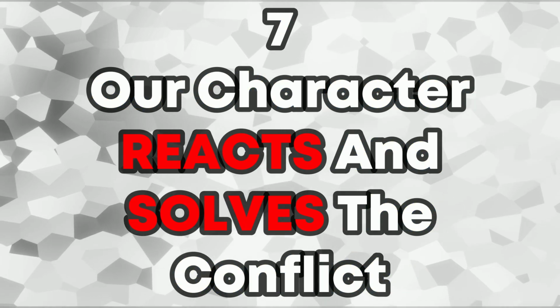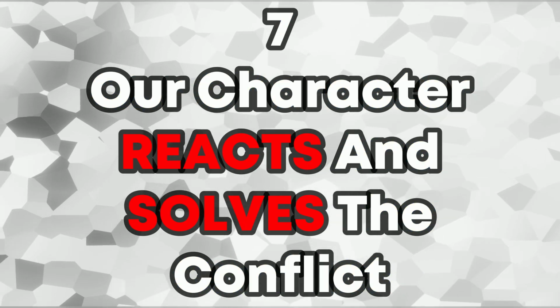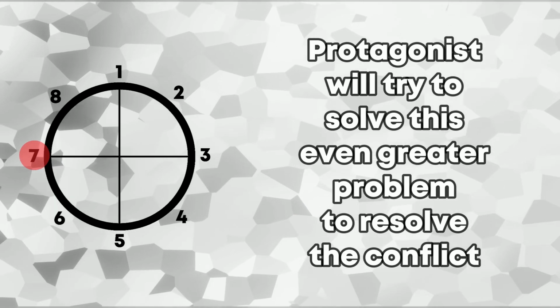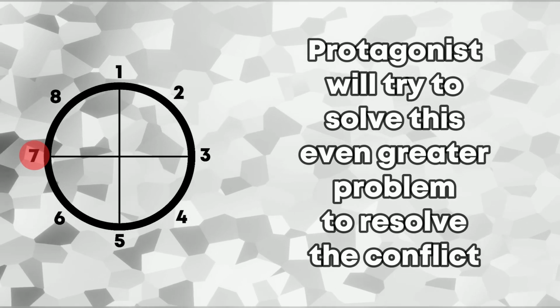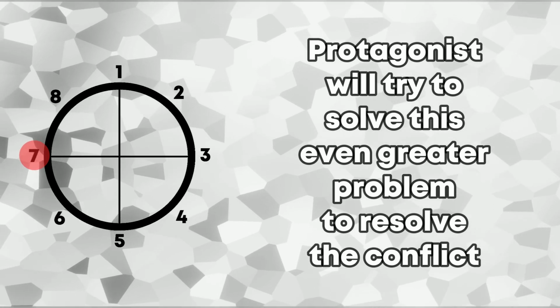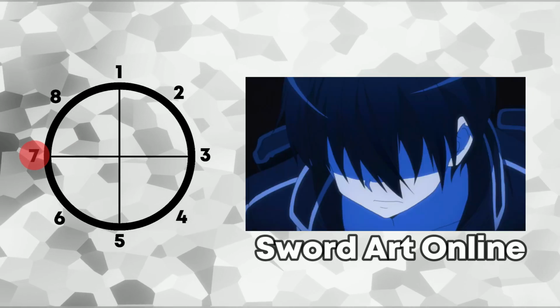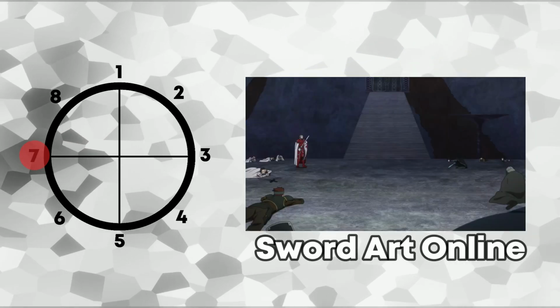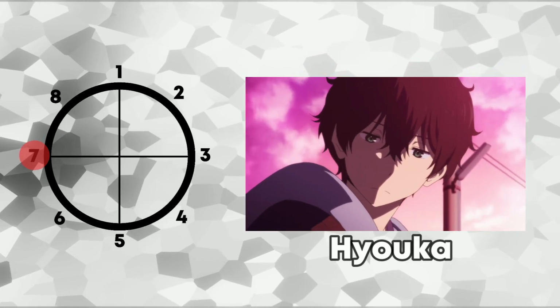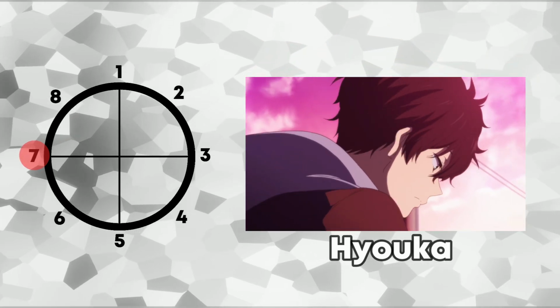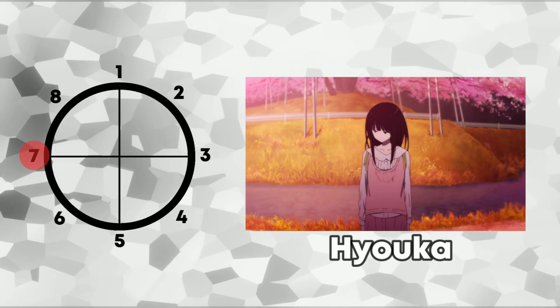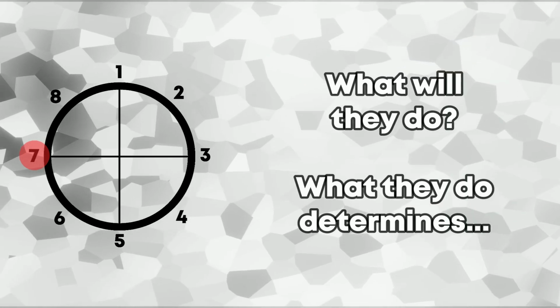7. Our character reacts and solves the conflict. Our protagonist has just hit their lowest low with what just happened in 6. Our protagonist needs to react. How will they solve this new unforeseen problem? They may put their life on the line and fight against the big bad, or they might fight against what they previously believed in, accepting a different perspective. What they do will tell us how.